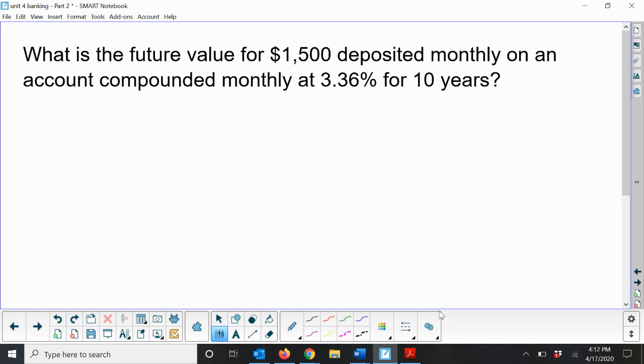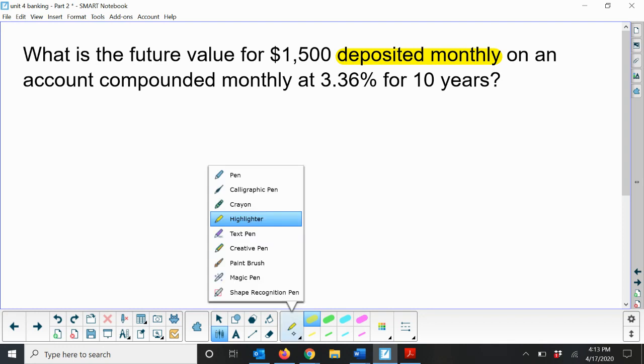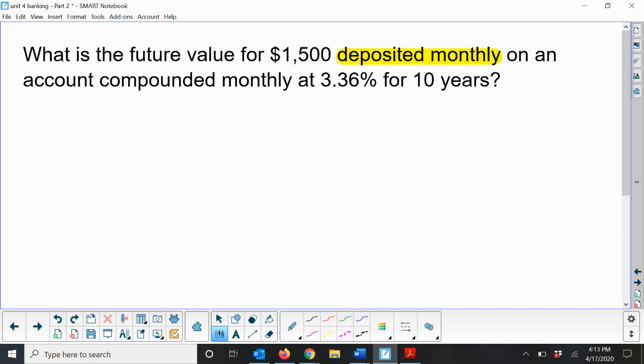All right, so I want to figure out what would be the future value, also known as ending balance. Key phrase, super important phrase here. We are taking this $1,500 and we are depositing it every month. So not only are we earning bank interest here, but we are adding our own money to our account as well. And so when we are doing these regular deposits, that's actually called a periodic deposit.